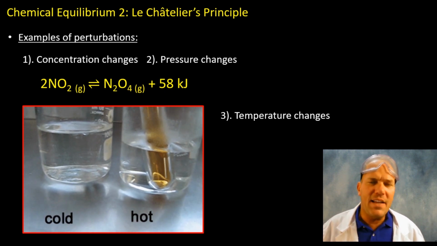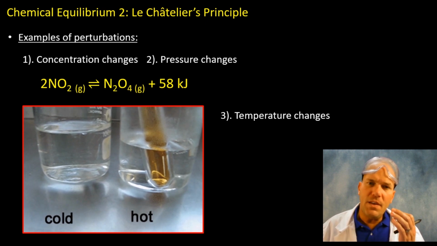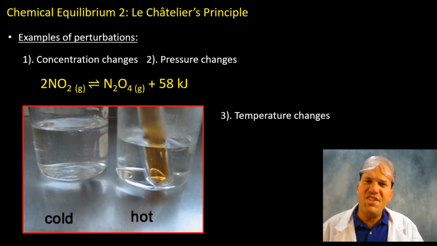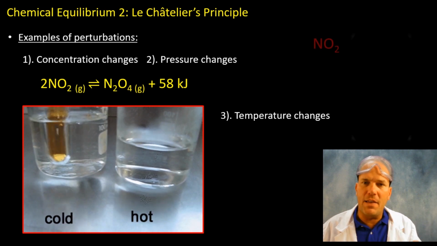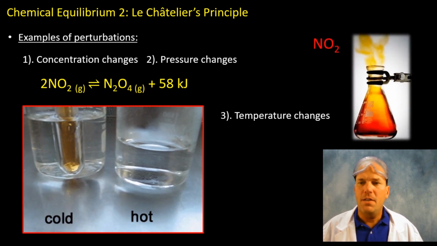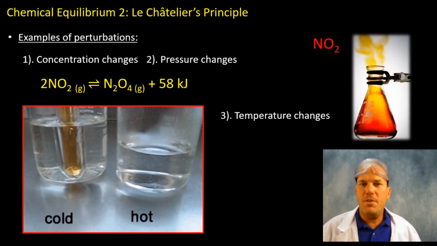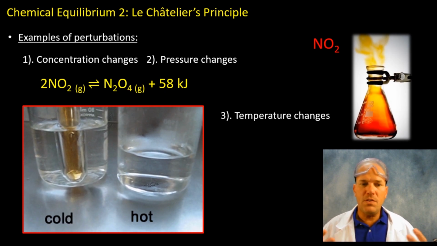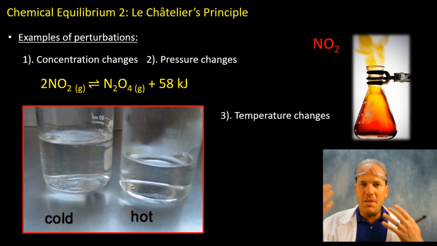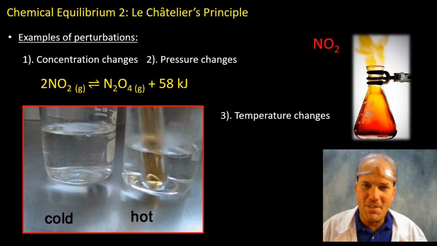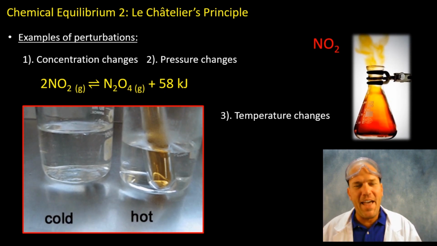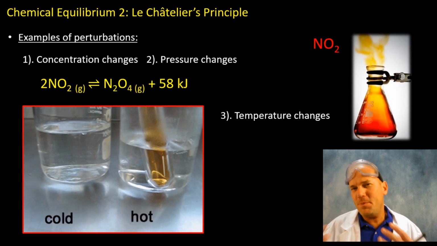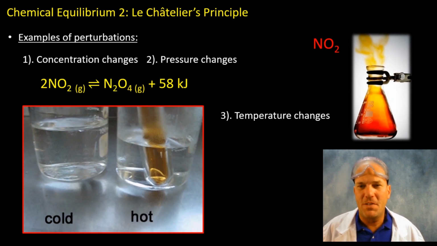Nitrogen dioxide gas is a brown, reddish, noxious gas. Okay? Dinitrogen tetroxide is a clear gas. So we have a color change that will allow us to see how the chemical system responds to a disturbance.